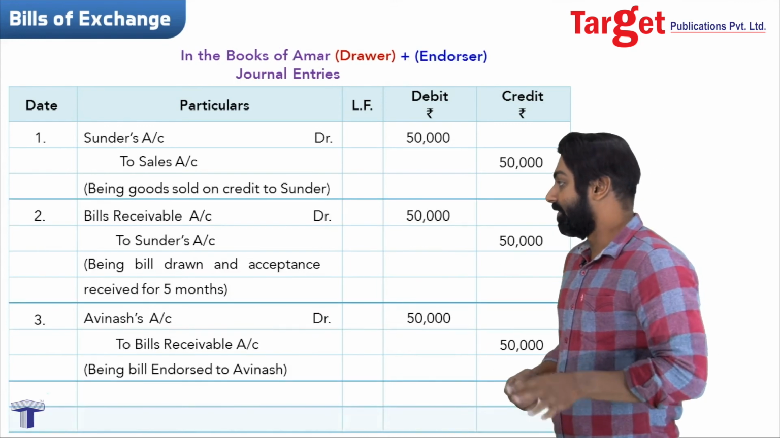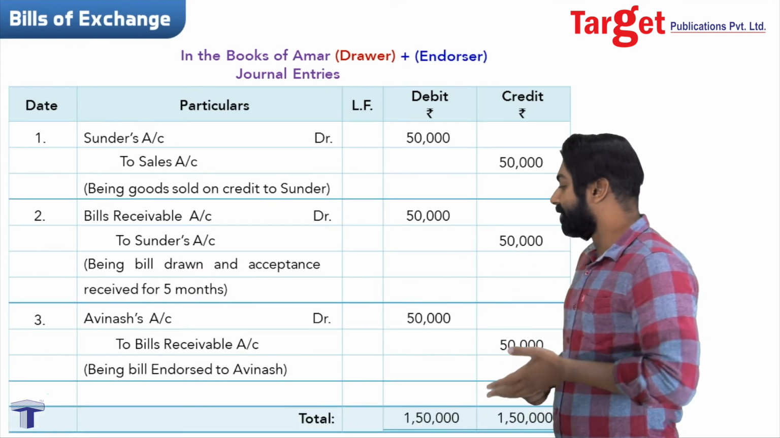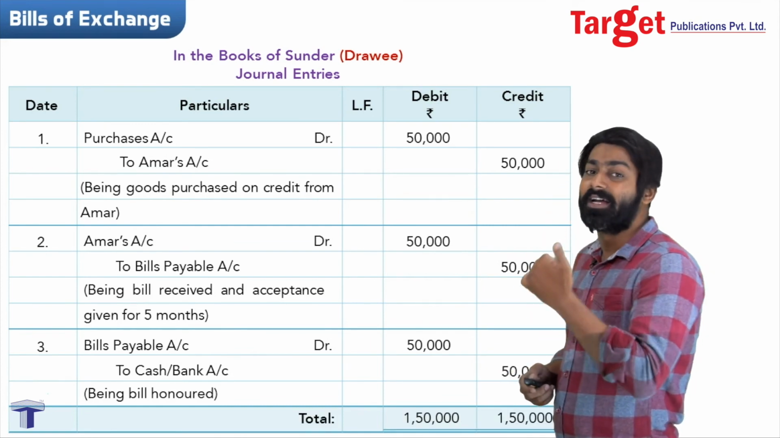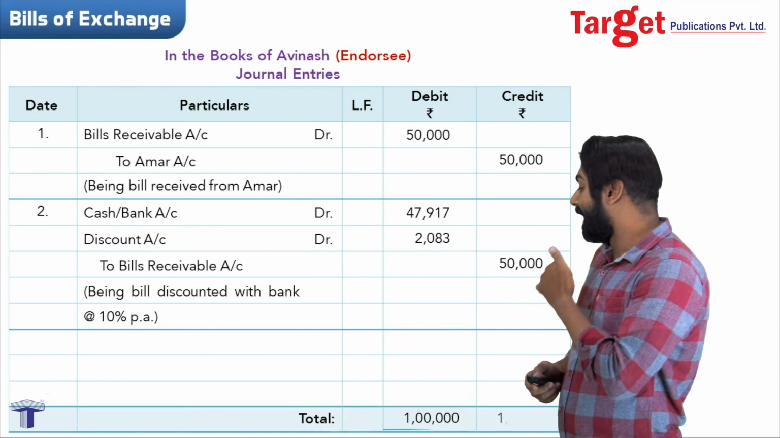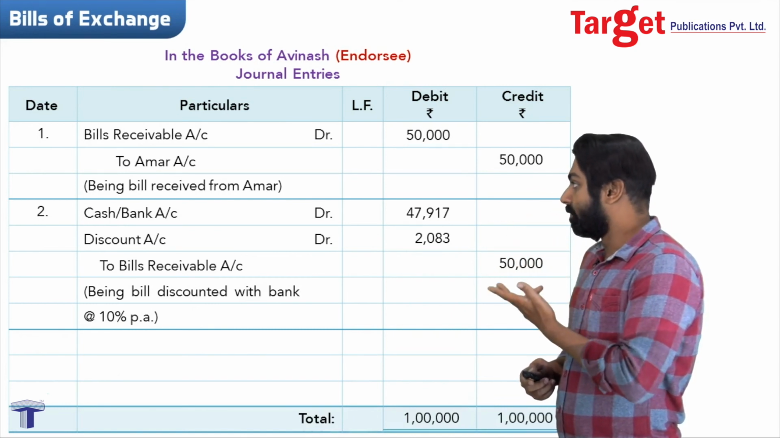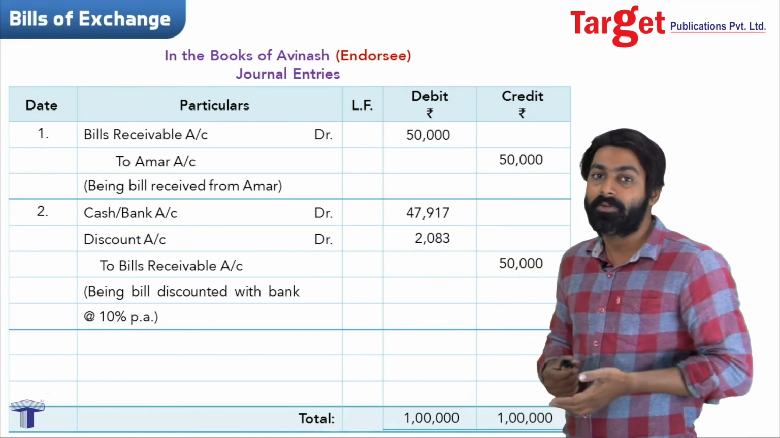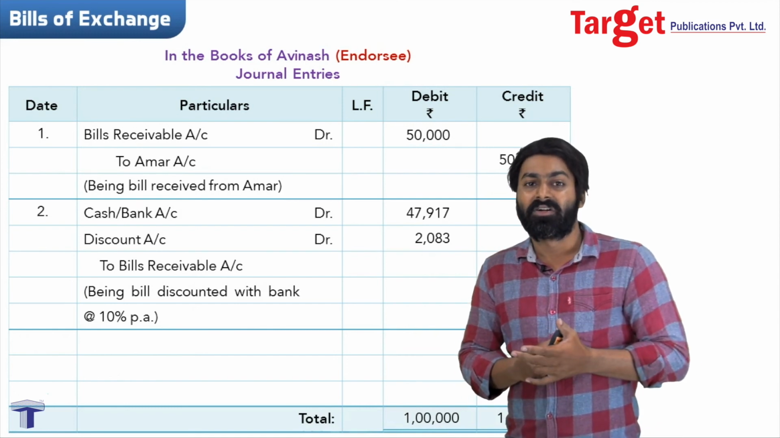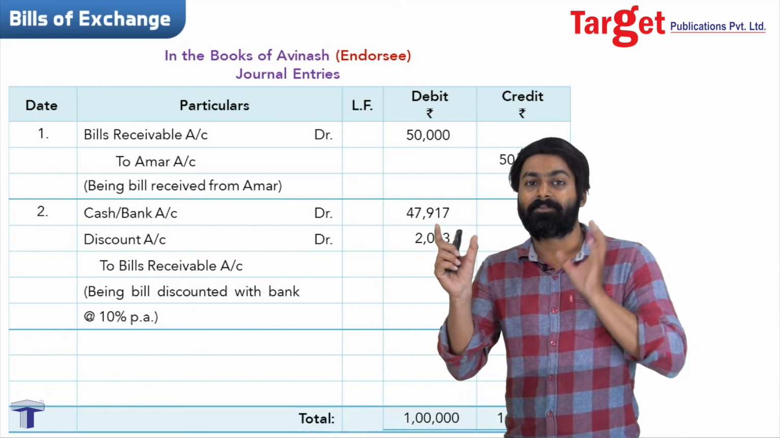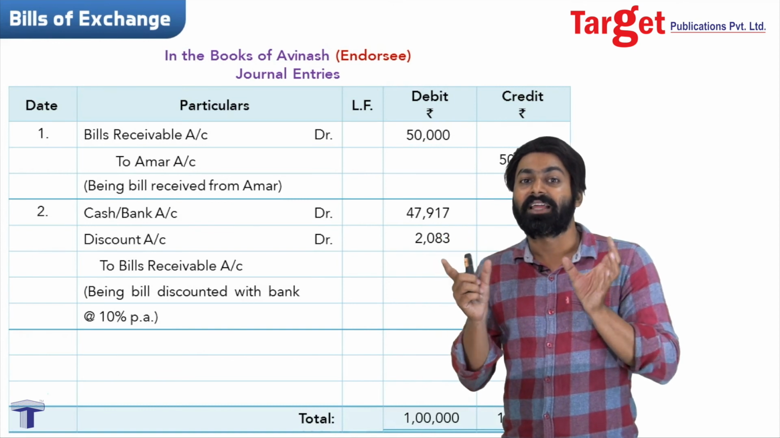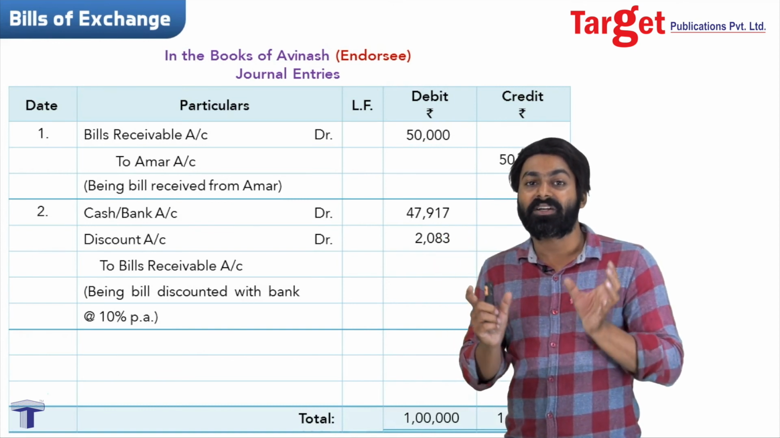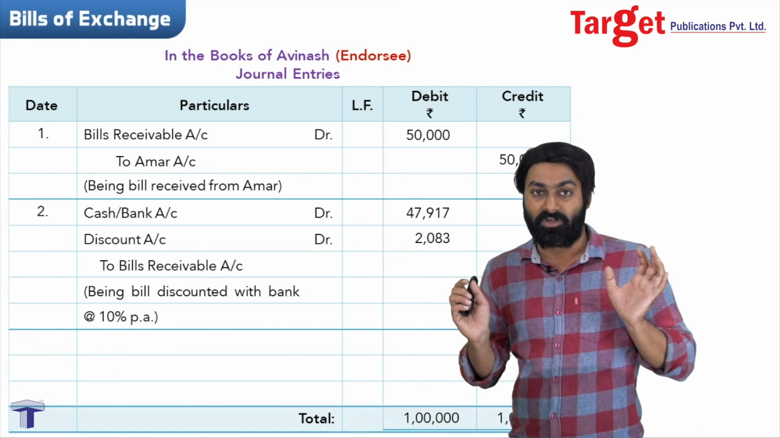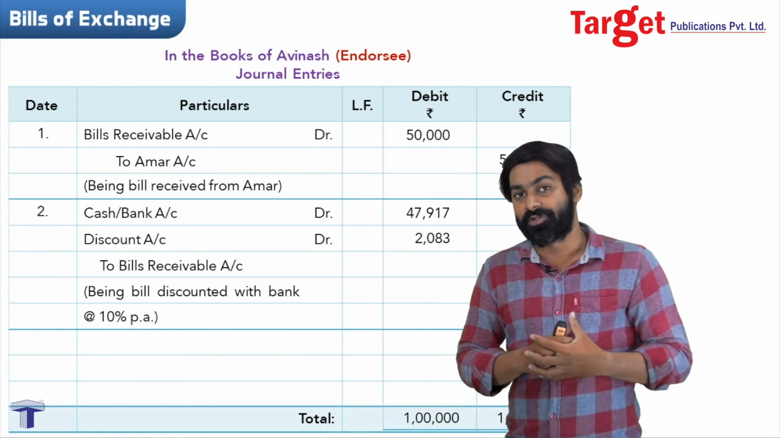That's it. Now at the end, you just have to do the totaling of all the journals. Here you have 3 journals: in the books of drawer, in the books of drawee and in the books of endorsee. So with this entry we are done with this sum. Hope you have understood the entire sum. Again to summarize, what happens here? Sale, purchase, acceptance, then endorsement, then discounting, then honor of bill. So this is how the entire sum goes.